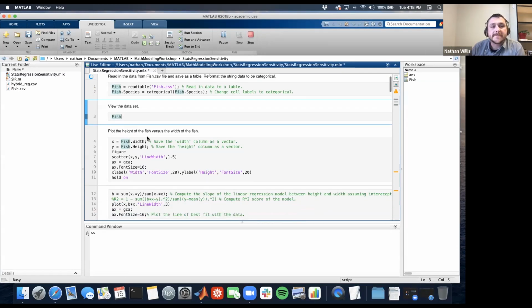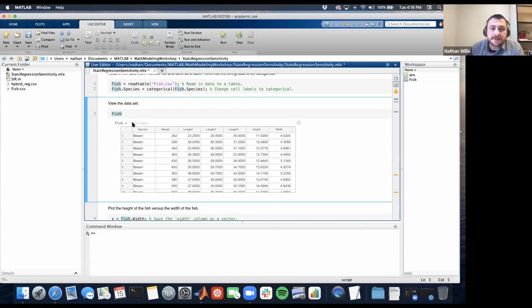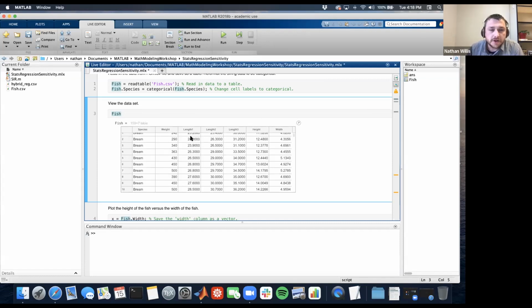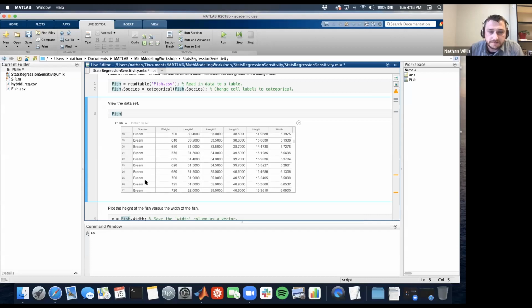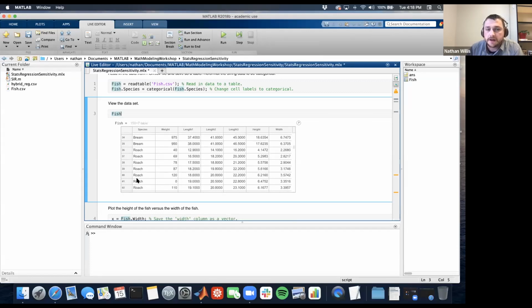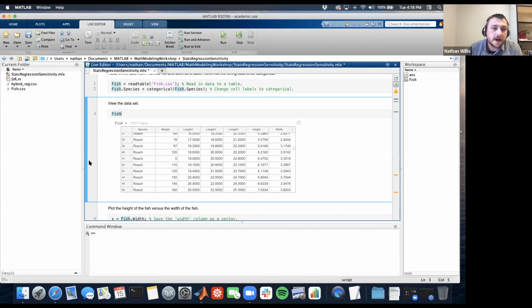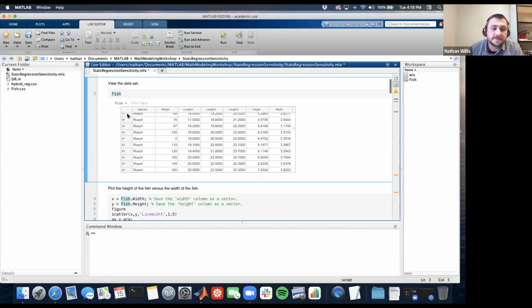Good. All right, so we see here that this data set is 159 rows by 7 columns. The columns are species, weight, 3 different lengths, which I think are different fin lengths and overall lengths, and the height and the width. So again, just look through it. We see that the first many species are all bream, and then a lot of them are roach. Okay, so that's viewing the data, so let's actually visualize it.